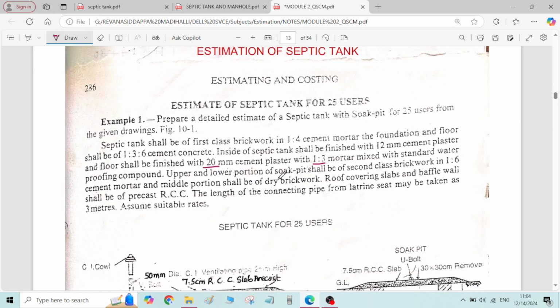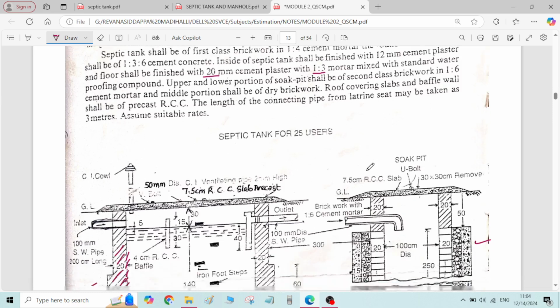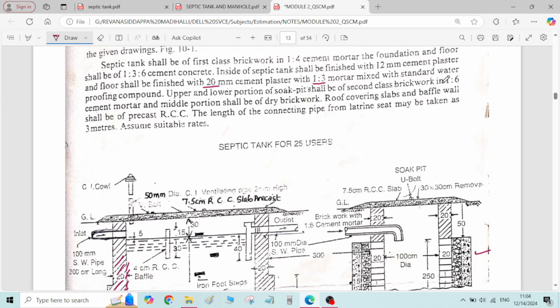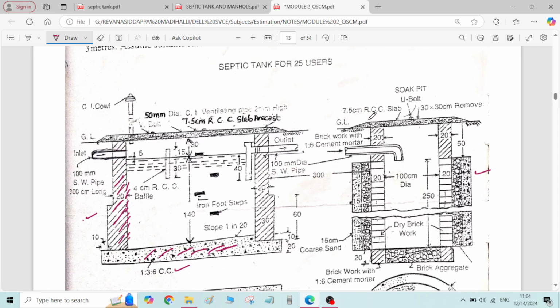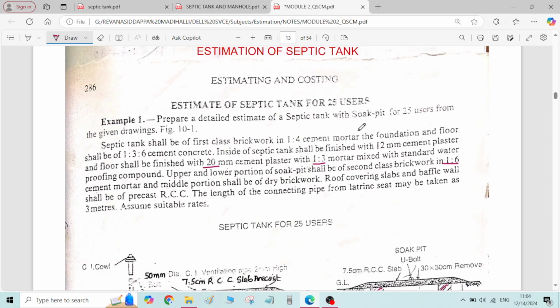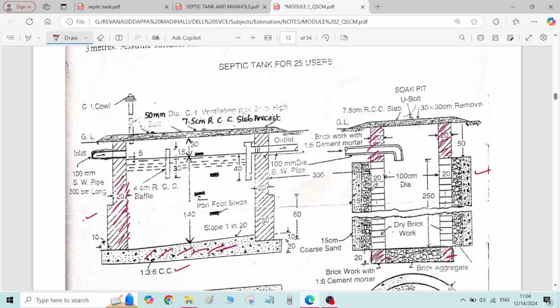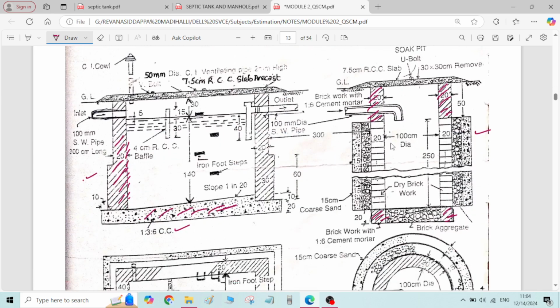Upper and lower portion of the soak pit shall be of second class brickwork in 1:6 cement mortar. This portion is the upper portion of the soak pit, and this is the lower portion of the soak pit. This is also the upper portion of the soak pit. It is made of second class brickwork with 1:6 cement mortar, and the middle portion shall be of dry brickwork. Here there is no cement mortar used between the joints of the brick. It is a dry brickwork. Just bricks are stacked one above the other.